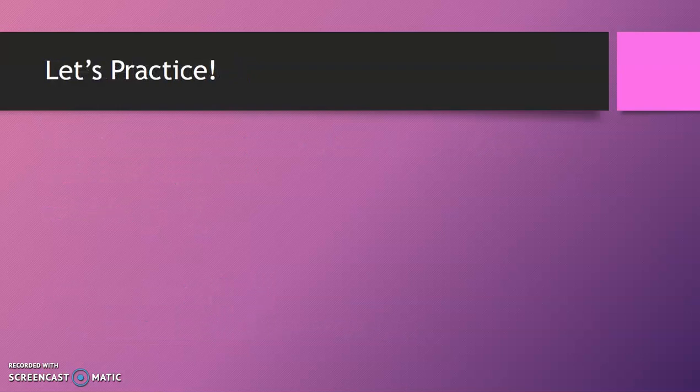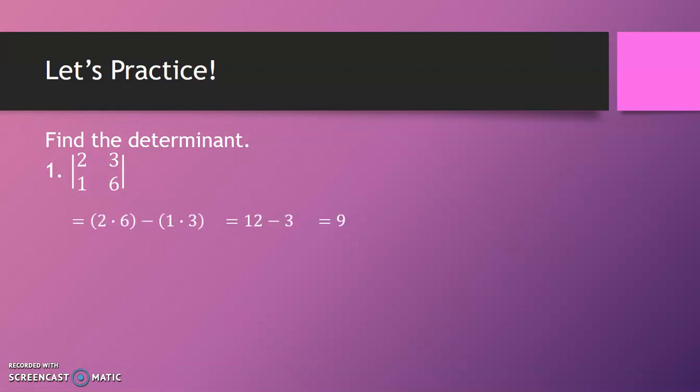So I want to show you some examples here where we find the determinant. For this first one I have 2, 3, 1, 6. So in order to find this, I'm going to cross multiply and subtract. So I'm going to take 2 times 6 and 1 times 3 and put a subtraction sign in the middle. You're going to want to make sure that you multiply the elements first before you subtract, so follow your order of operations there. And so we have 12 minus 3, which equals 9.